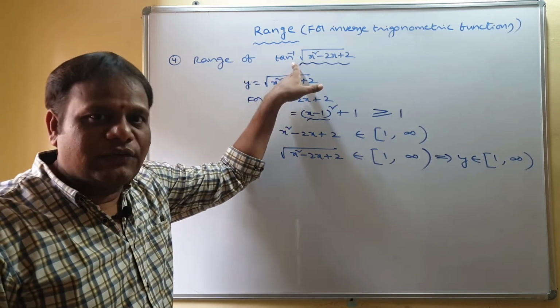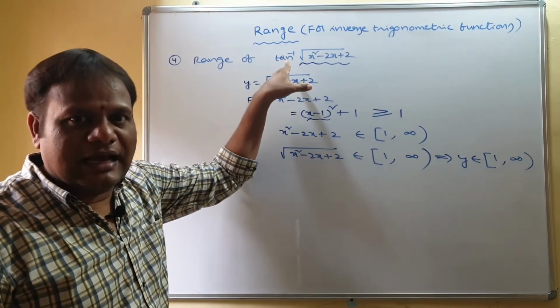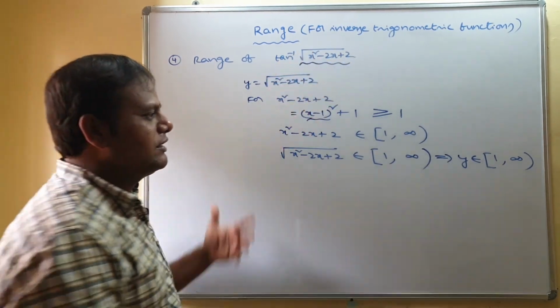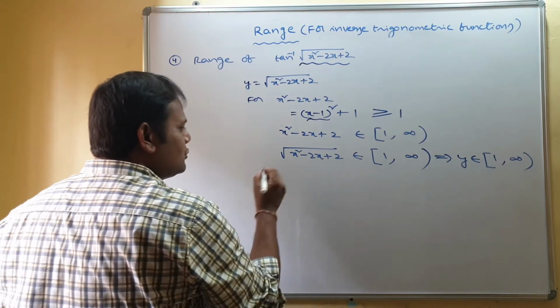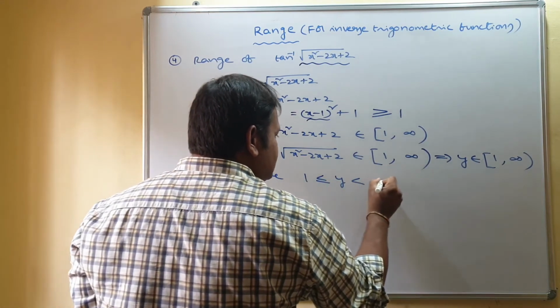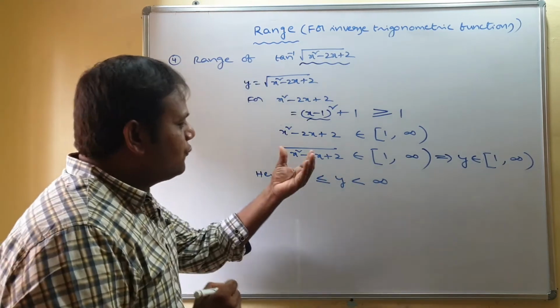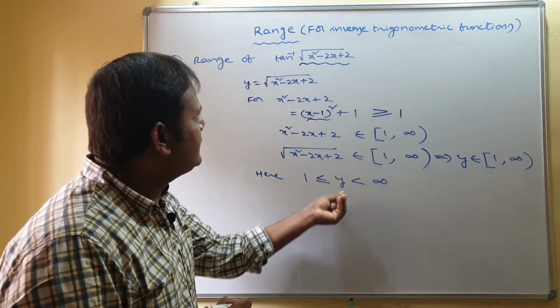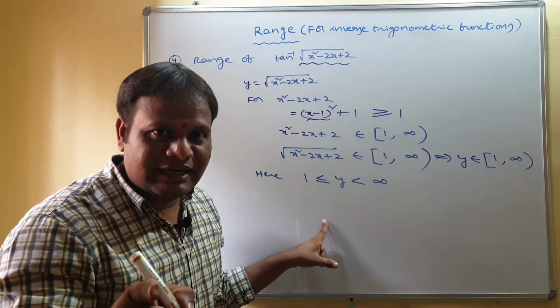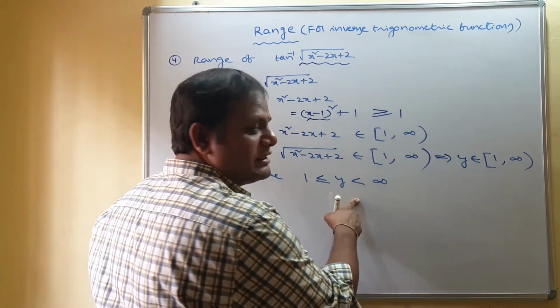See here, this function is tan inverse. Is tan inverse defined everywhere? Yes, tan inverse is defined everywhere. So you can take all these values. So here we have 1 less than or equal to y less than infinity. So what function do you have to apply on this inequation? Tan inverse. But is tan inverse increasing or decreasing? Yes, tan inverse is increasing.